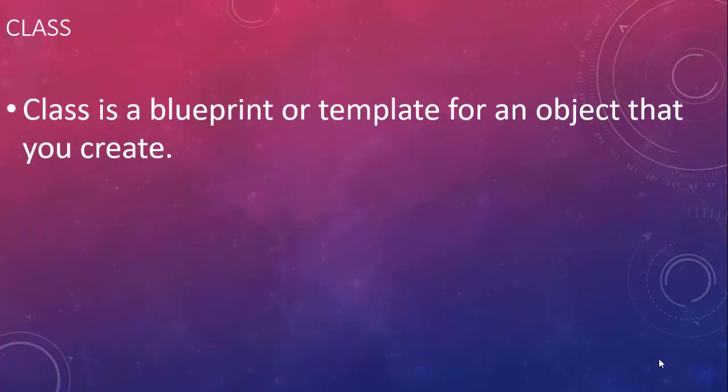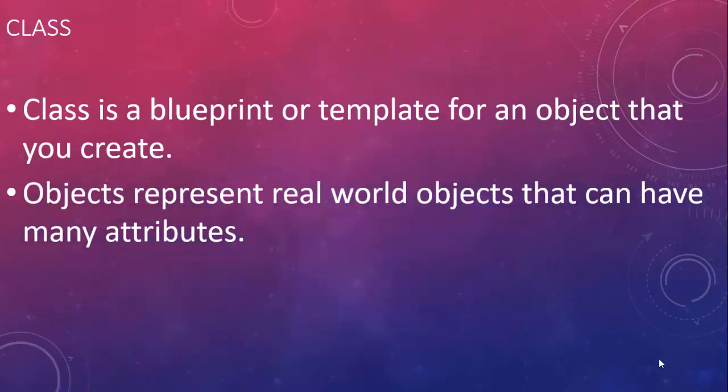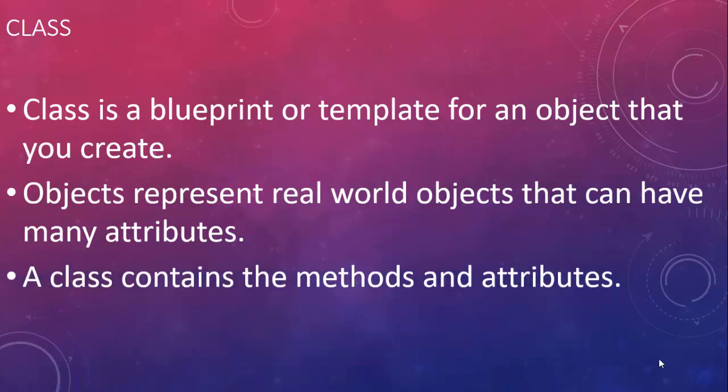Now, a class is a blueprint or template for an object that you create. Objects represent real-world objects that can have many different attributes or properties. A class contains the methods and the attributes, and we're going to be programming as well. So we're just going to talk about some terms. We'll be going back and forth to really understand object-oriented programming rather than aimlessly or unnecessarily typing in random lines of code where you're left to figure out the rest for yourself. We don't do that here.